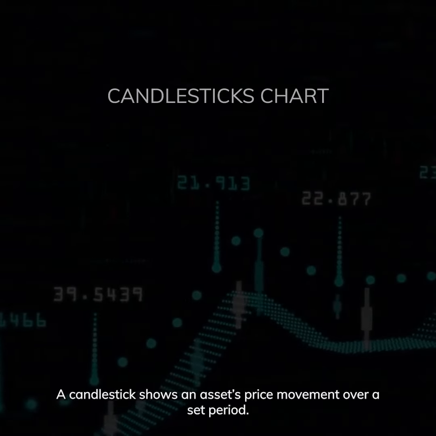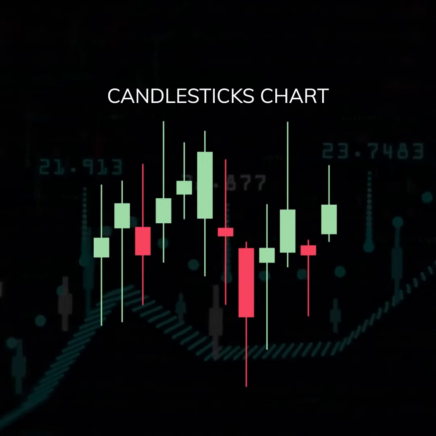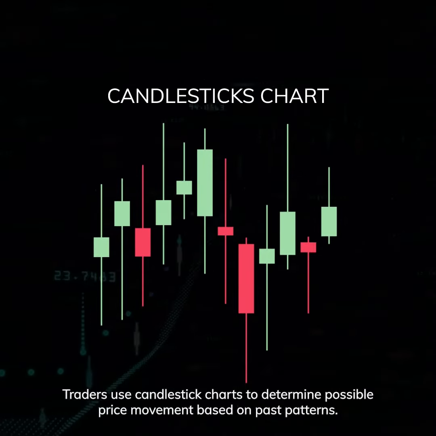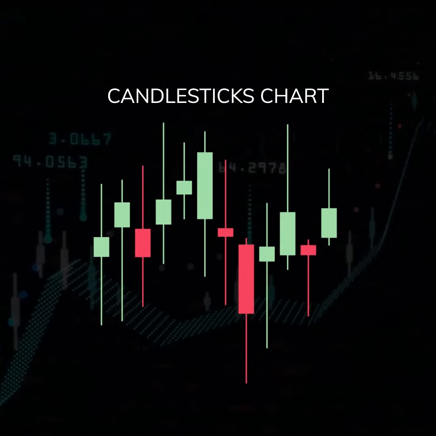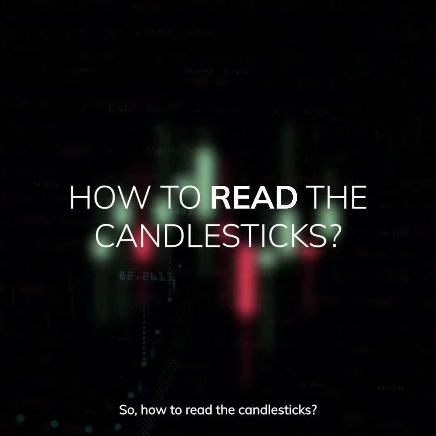A candlestick shows an asset's price movement over a set period. Traders use candlestick charts to determine possible price movement based on past patterns. So, how to read the candlesticks?